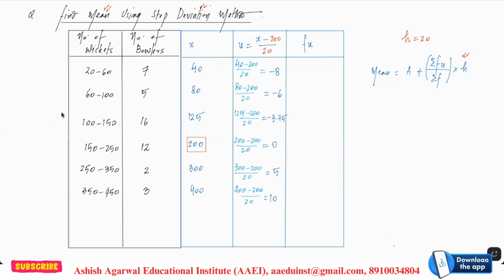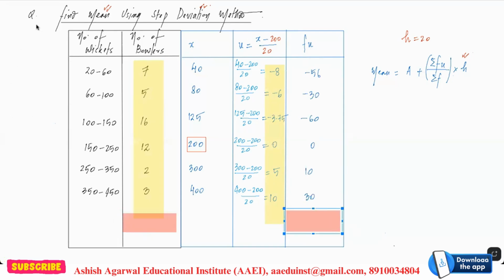Now, having got the u column, we will multiply it by f to get fu. 7 8s are 56, negative. 5 6s are 30, that is negative. 16 into minus 3.75 will give us minus 60. 12 into 0 is 0. 2 into 5 is 10, and 3 times 10 is 30. Now we have to go for addition of this column as well as this column. If we add all this, 10 and 30, it is giving us plus 40.